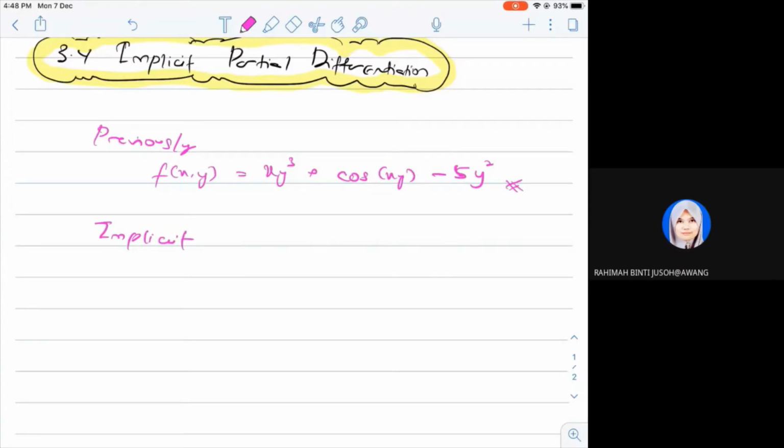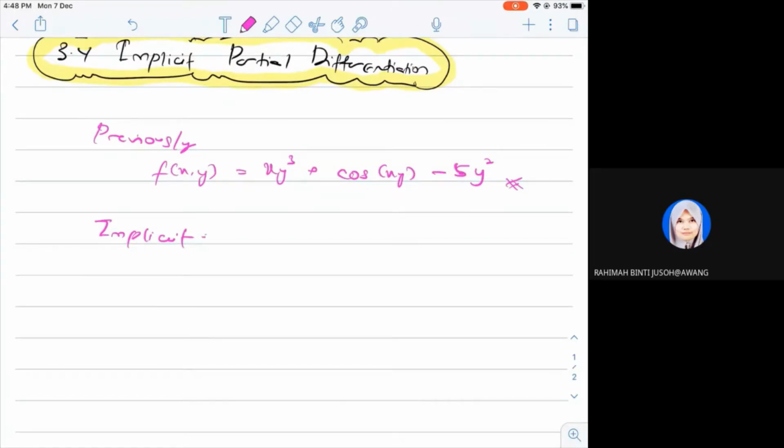Implicit means the dependent variable is embedded in the equation itself. Okay, for example, for an implicit equation, we will have something like this. Let's say we have x z squared plus cos xyz equals e to the power of x plus z, like this. Let's say z is the subject, but we cannot factor out the z. So z is embedded inside the equation itself.